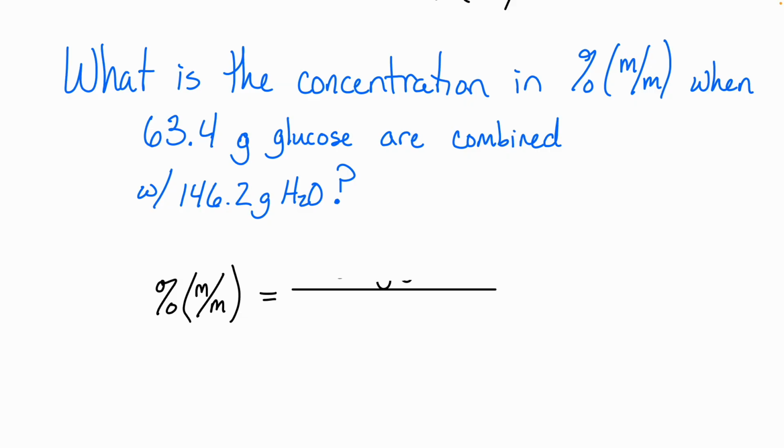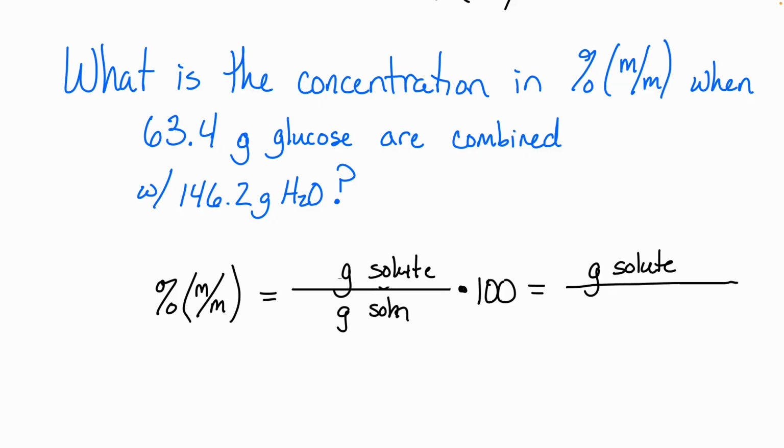So, and this is one of the nice things about how mass works. My grams of solute over grams solution times 100. Well, what is in my solution? What are those two parts? The solvent and the solute. So this is the same thing as grams of solute divided by grams of solute plus grams of solvent times 100.